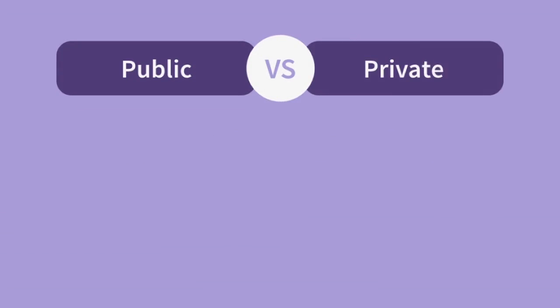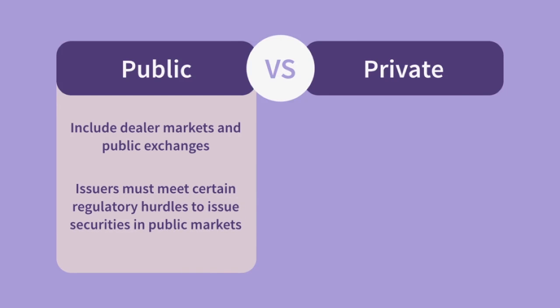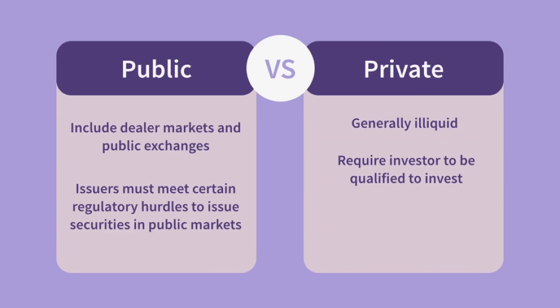Securities markets include both public markets, such as stocks that trade on the New York Stock Exchange, and private markets, in which securities are negotiated privately. Public market securities are generally liquid, but also require issuers to meet certain regulatory requirements before securities can be issued to investors. In private markets, securities are typically illiquid, and only qualified investors can participate. However, as compared to public markets, private markets do not face the same regulatory scrutiny.